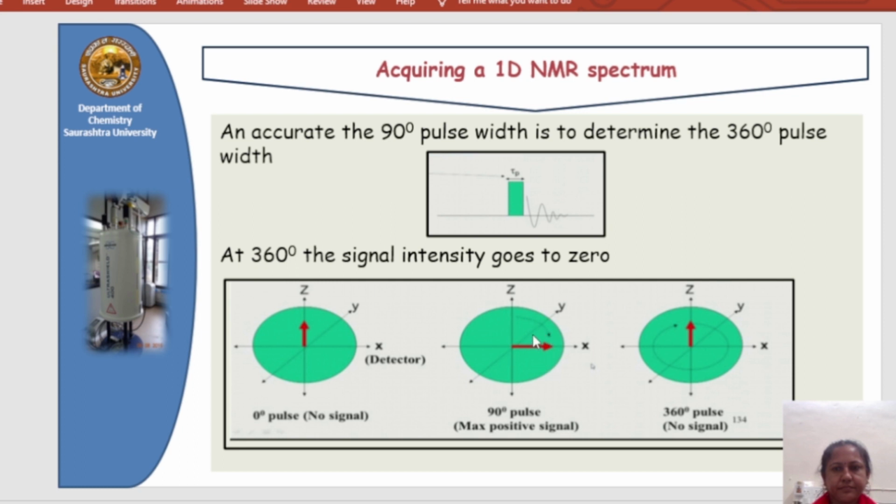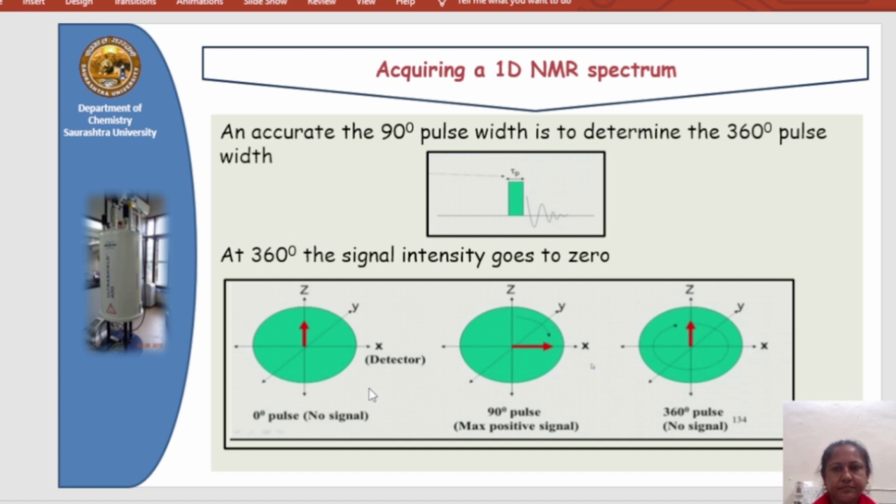If it is an 80 degree or 70 degree pulse, then the vector will not come fully onto the xy plane, and that cannot be properly detected by the detector. So that's why the 90-degree pulse width is determined and pulse width calibration is necessary.